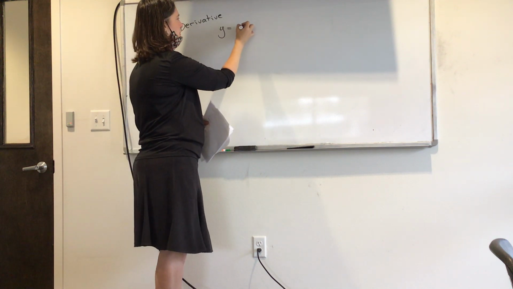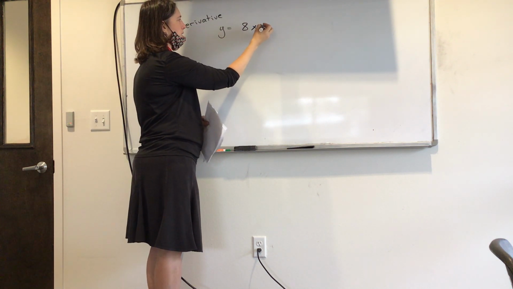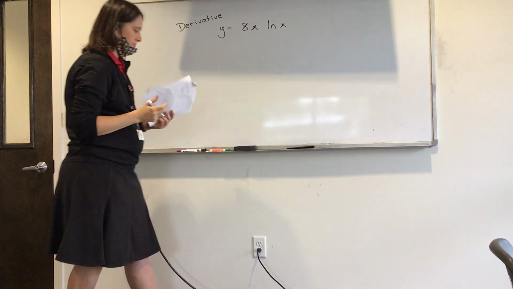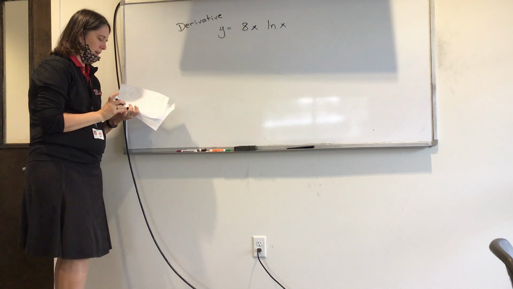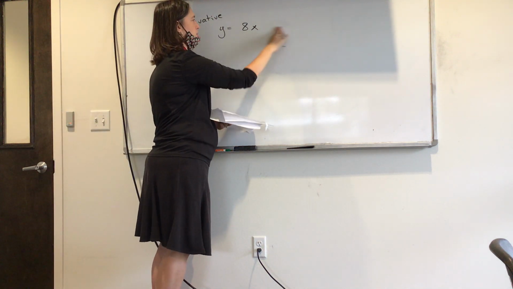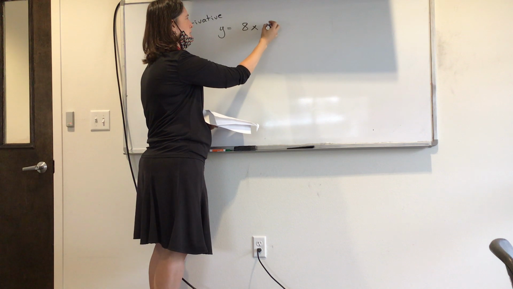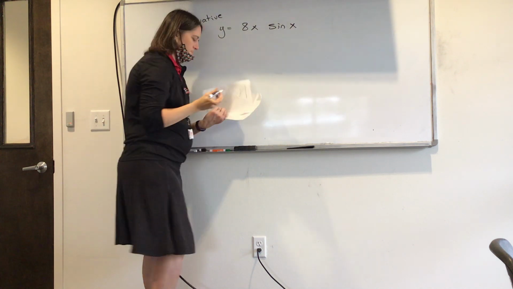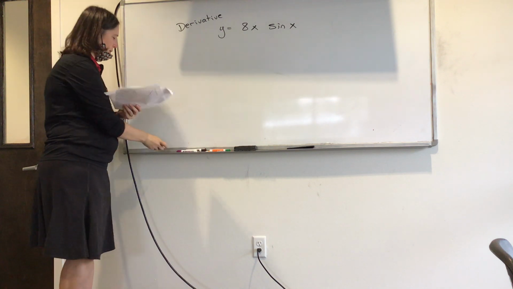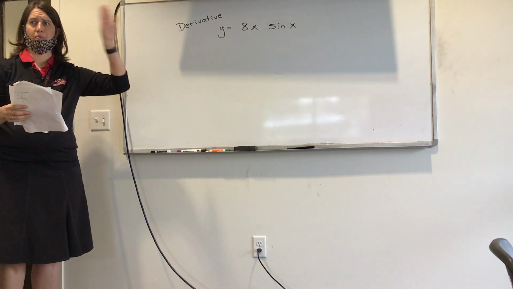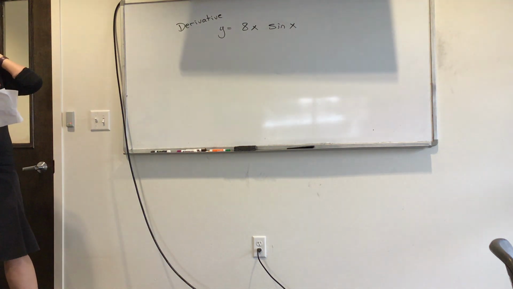If I made my function 8x ln x, actually, let me not do that because something weird is going to happen here, and I don't like sticking through something. Let's change that to sine x. I didn't like that because the derivative of ln x is 1 over x, then it's going to cancel the x from the first term, and that doesn't happen anywhere on my test. I don't want to throw you off with something.